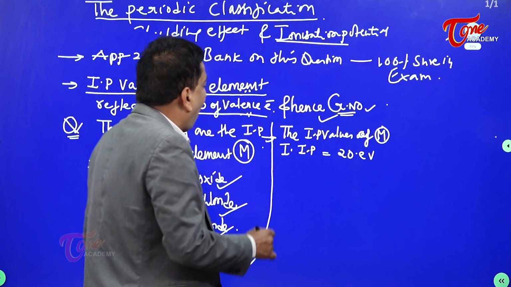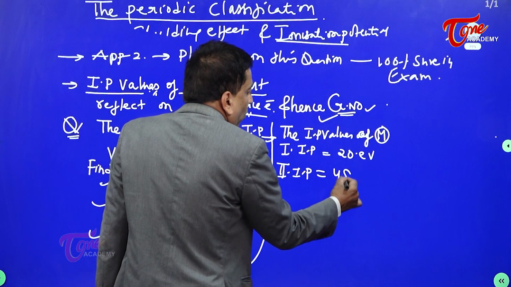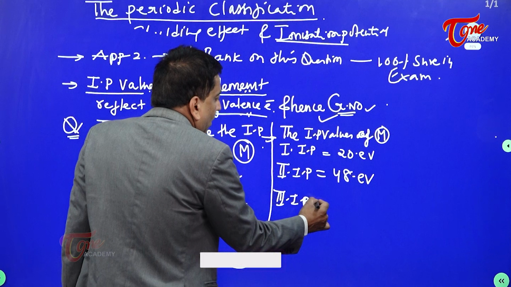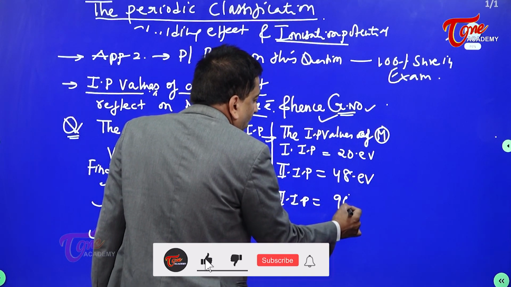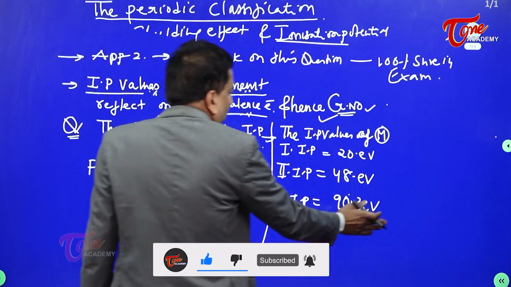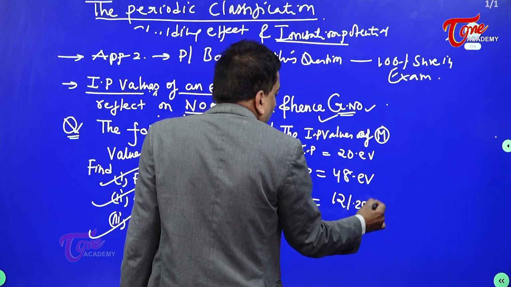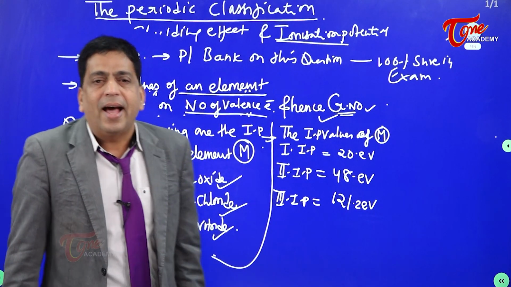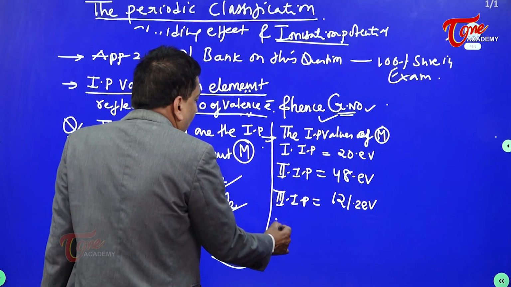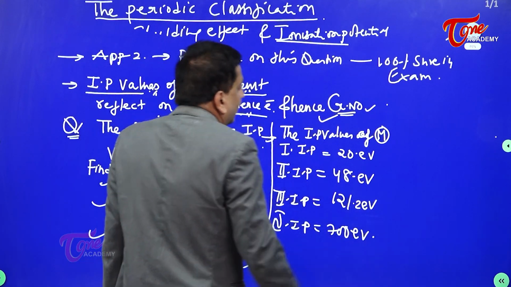It's 20. The second ionization potential is 48 electron volts. And the third ionization potential is 121.2 electron volts. These are arbitrary values. Right? And even the fourth ionization potential seems to be 700 electron volts.